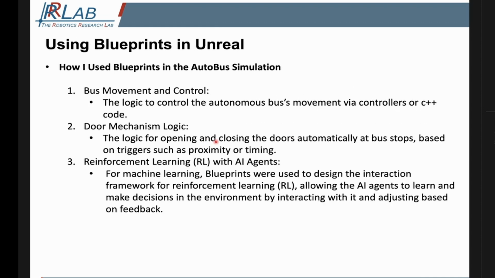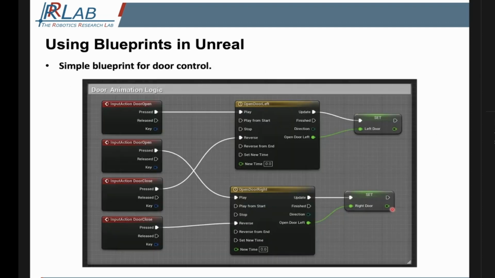You can see here some of what I did with the blueprint so far, like the bus movement logic: which button to press to let the bus move, which will let it brake, how to steer. These things can be defined in the blueprint. Also the door mechanism, how the door opens and closes, creating this animation. And then I can play with the animation in the blueprint section. And the last part is the reinforcement learning with the Learning Agents AI plugin, which we'll talk about at the end of this tutorial, which is used for machine learning. Blueprints were used to design the interaction framework for reinforcement learning.